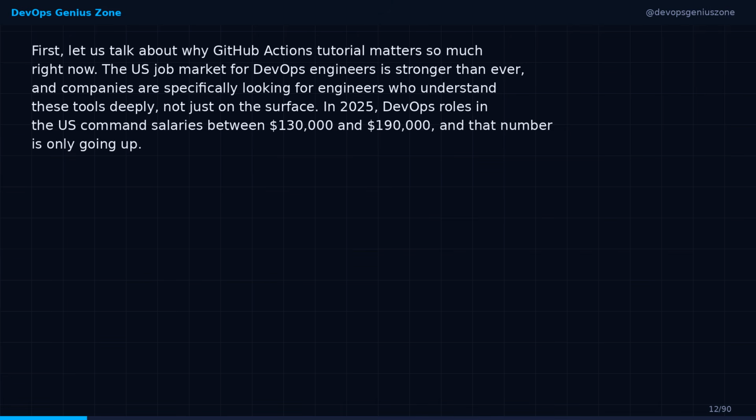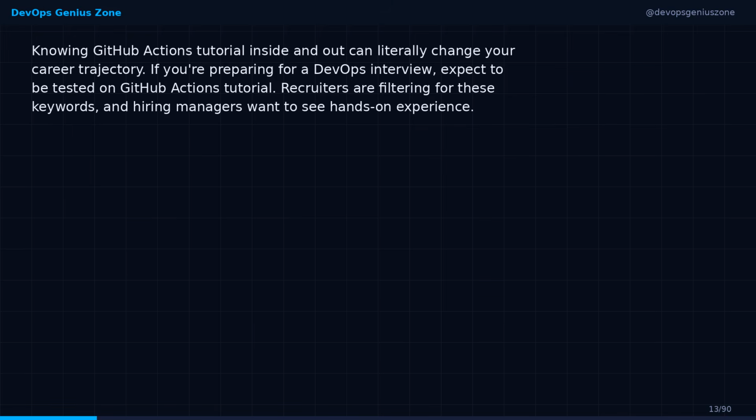If you're preparing for a DevOps interview, expect to be tested on GitHub Actions tutorial. Recruiters are filtering for these keywords, and hiring managers want to see hands-on experience. I've heard from candidates who landed offers simply because they could discuss GitHub Actions tutorial in depth during a technical round. It's not just about passing an interview, either.